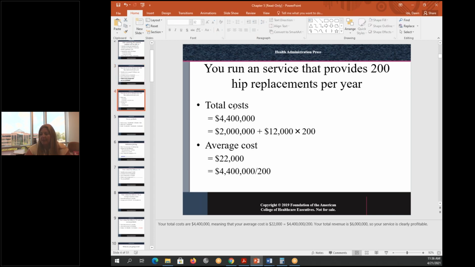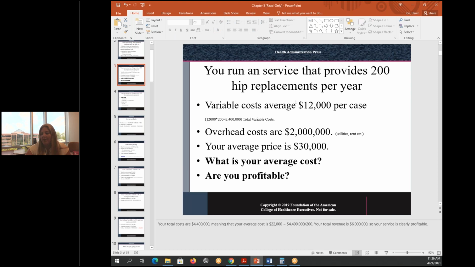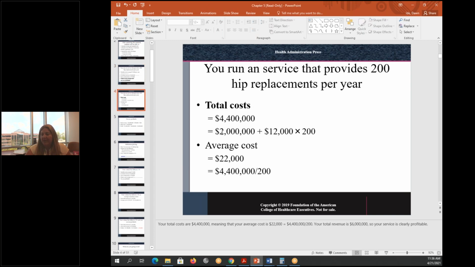So here's what we're doing. The first thing we had to do was figure out our total cost. Like I said on this slide, you had a variable cost, which was $12,000 per case, and you had 200 cases. So we first figured out our total variable costs. We took the 12,000 per case and timesed it by 200, because it was $12,000 per hip replacement, and there were 200 hip replacements done in the year. So it was $12,000 for each one of those in variable costs. That equaled $2,400,000, and here it is right here.